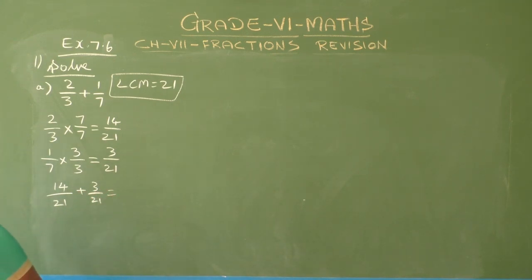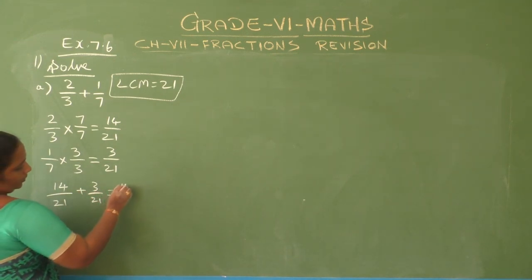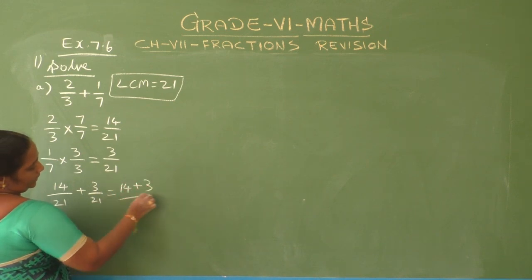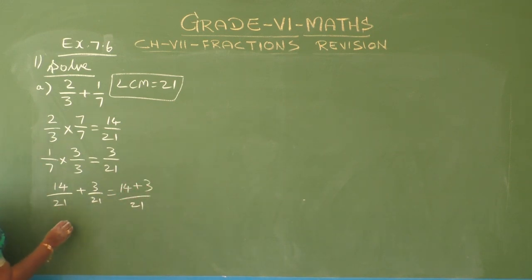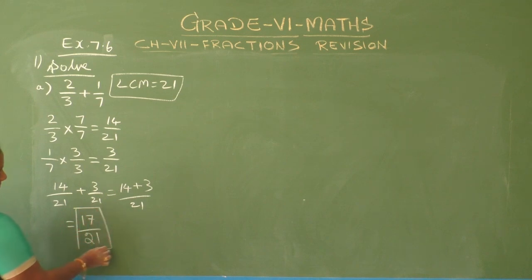So we can add directly. 14 plus 3 by 21 equals 17 by 21, which is the final answer. We solved it. Okay? Do you understand or not?